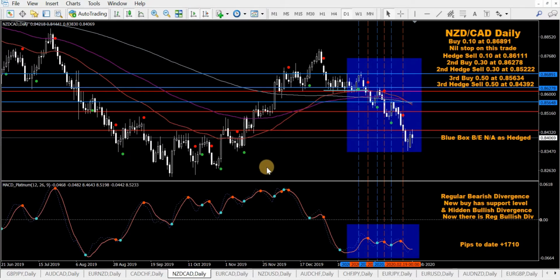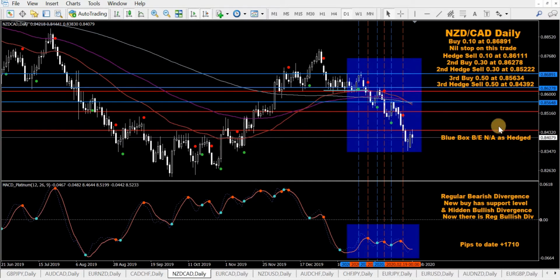New Zealand CAD, I managed to close out my 3 old sells that were down on this level here. They were from a long time ago, which is good. So now all my efforts are concentrated in this box. There's a lot of trades. The MACD Platinum's been below the 0 level. Eventually this will go up to the 0 level. It's taken its sweet time.